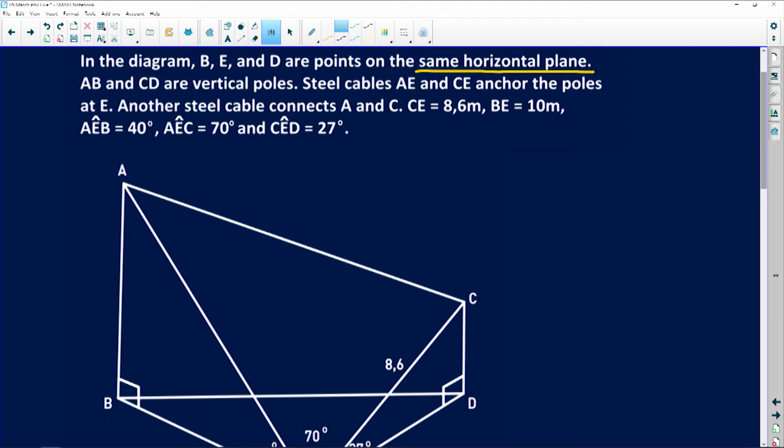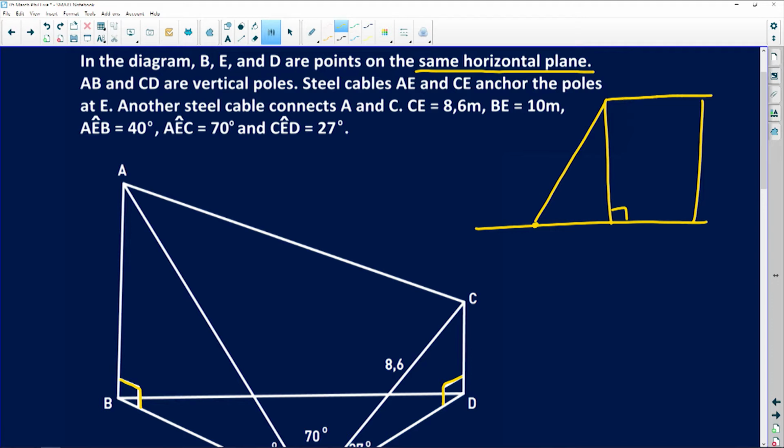Okay. AB and CD are vertical poles, meaning they imply these 90-degree angles. Vertical means that if I'm on the ground, vertical pole, 90 degrees. That's all it is. Steel cables AE and CE anchor the poles at E. So we've got our pole, means that we have a cable anchoring it at a point. Okay. Another steel cable connects A and C. So if we had another thing over there, that would be that cable connecting the top.